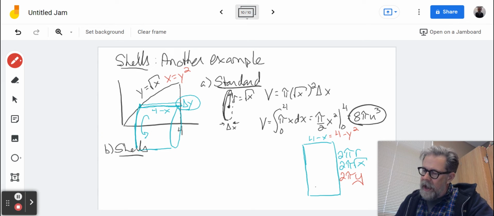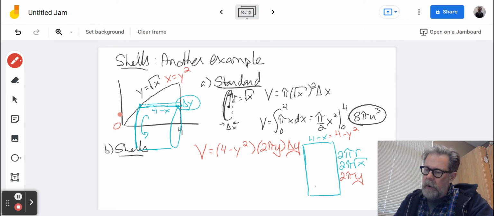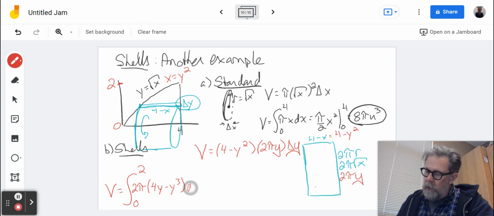And so now I have that the volume of one shell is equal to 4 minus y squared times 2 pi y times delta y. And I am integrating from 0 all the way up to, well, if y is the square root of x and x is 4, from 0 to 2, of 2 pi multiplying by y, I get 4y minus y cubed dy.